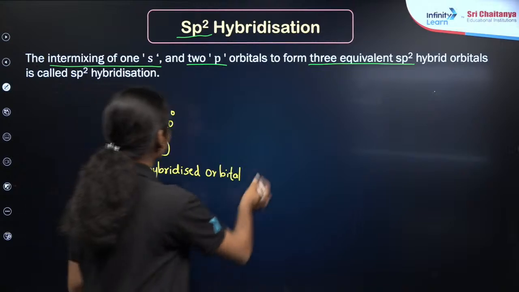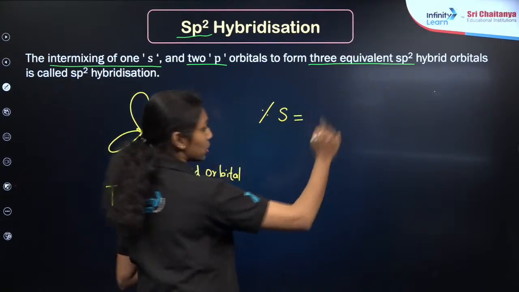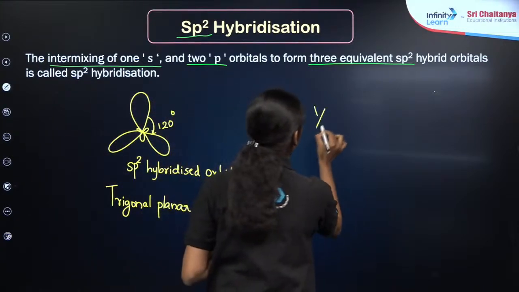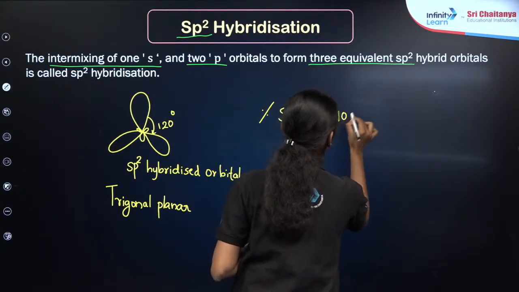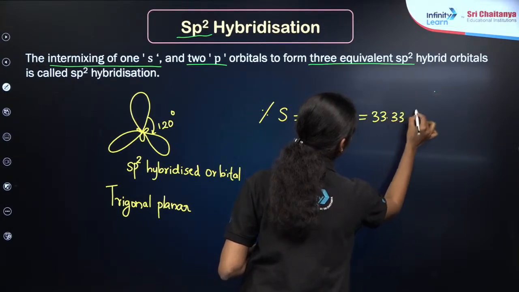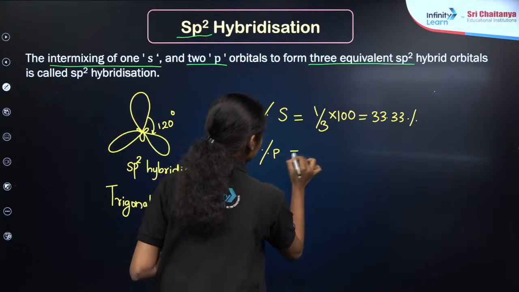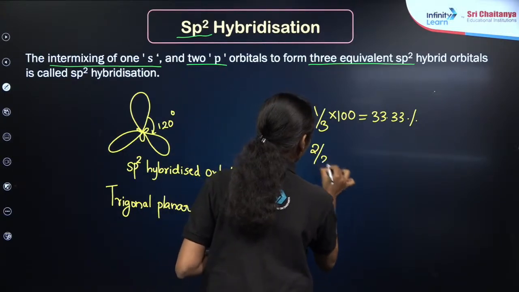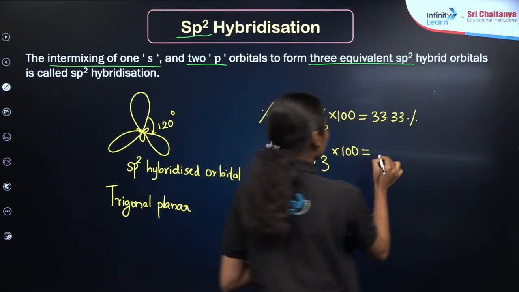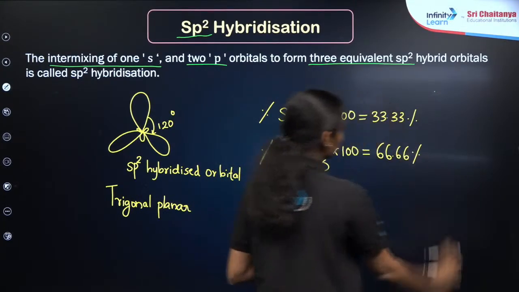Then what about the s character, percentage s character? Total 3 equivalent sp2 orbitals are forming, right? In which 1 is s, so I am taking here 1 by 3 into 100. How much it is? 33.33, right? 33.33%. Then the rest will be the percentage p character, that is equal to, either you can take it as 2 by 3 into 100 or take the difference between 100 and 33.33. It will be 66.66%. Clear?